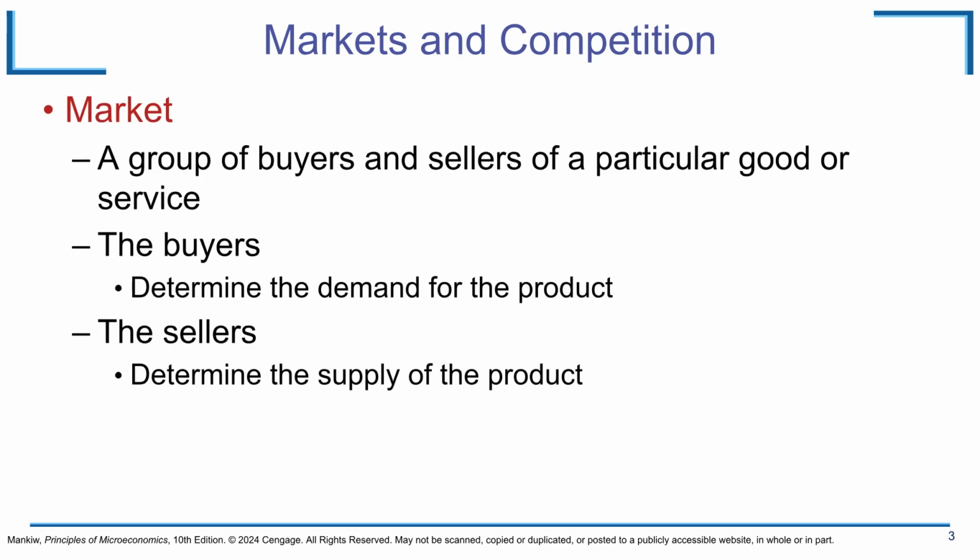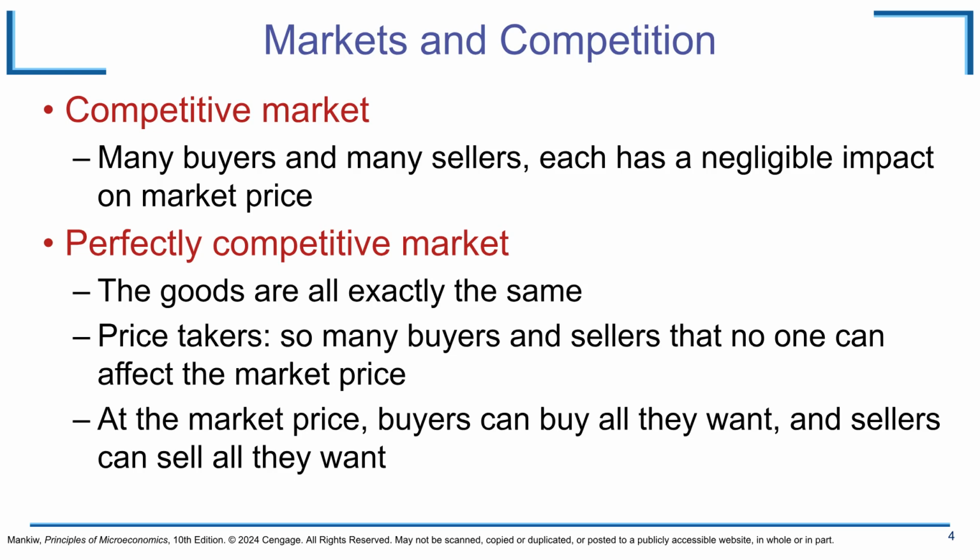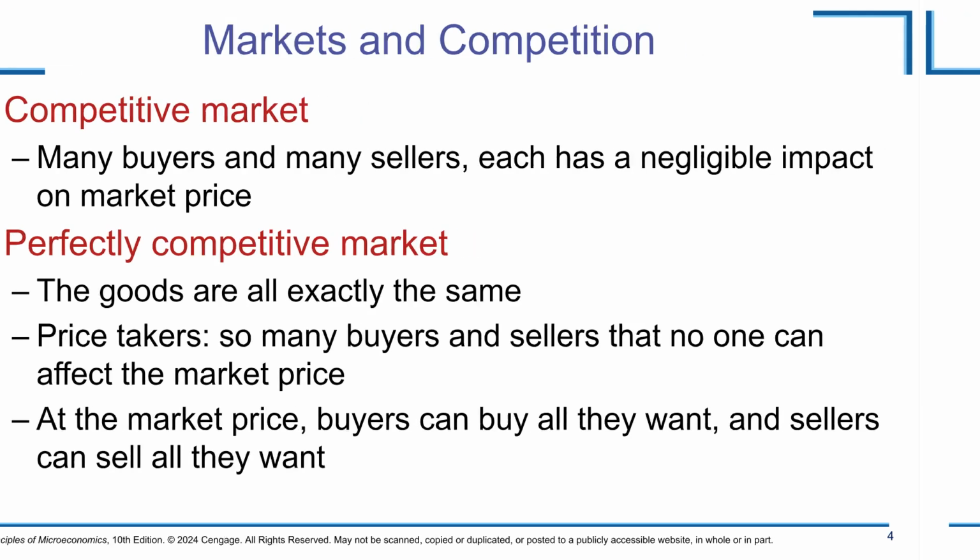First, let's define a market. A market is a group of buyers and sellers of a particular good or service. Buyers collectively determine the demand, while sellers determine the supply. A competitive market features many buyers and sellers, such that no single individual has a significant impact on price. In a perfectly competitive market, goods are identical, and everyone is a price taker.